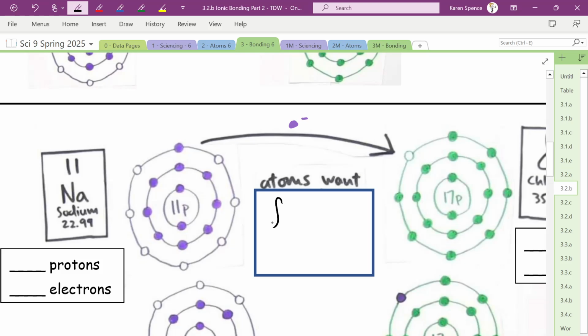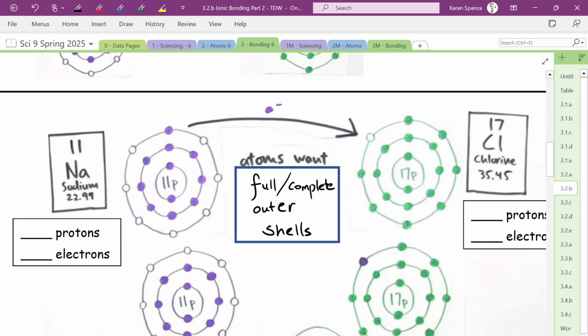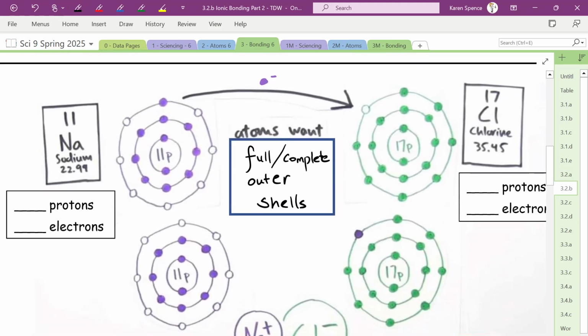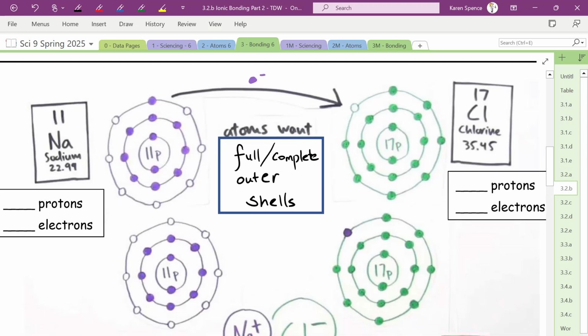They want full or complete outer shells. Oh, that's where the S came from. It came from shells. Okay. Now, how many protons does sodium have?